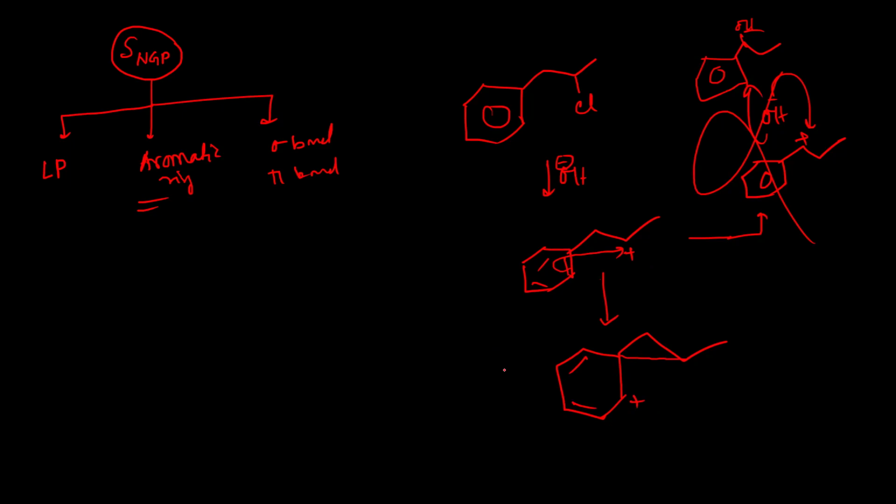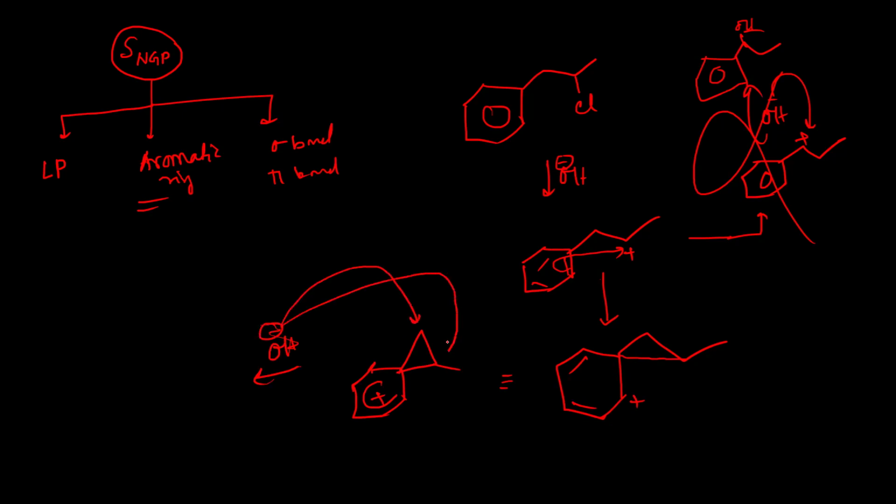Now what happens? We can write it as a resonance hybrid like this, because resonance will be occurring here. Now our nucleophile OH minus can attack in both ways. It can attack from here or from here, but from where will it attack? To find out, we have to perform a test. Any of these two bonds will break like this, and the aromaticity will be set up.